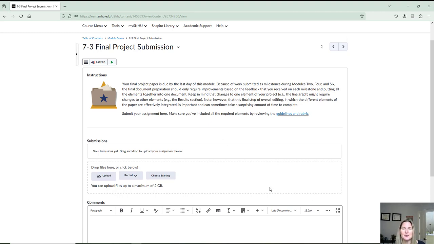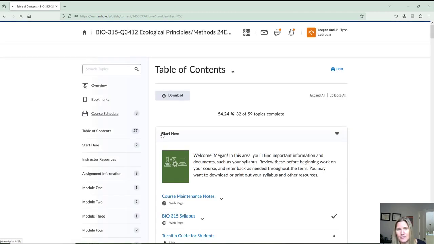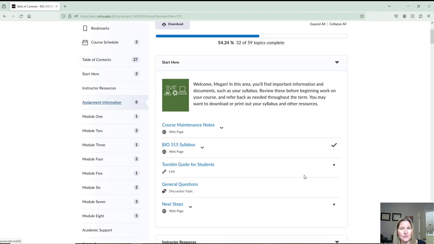So just make sure that you are trying to incorporate all of that feedback so that you do an exceptional job on your 400-point final project. Don't forget to take a look at the guidelines and rubric. Also, the other information that you will need for that final project submission is located under assignment information.